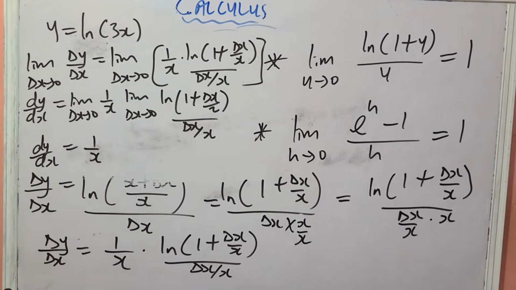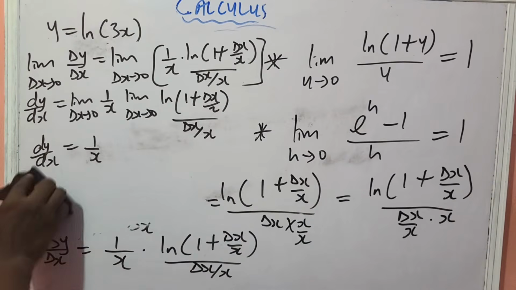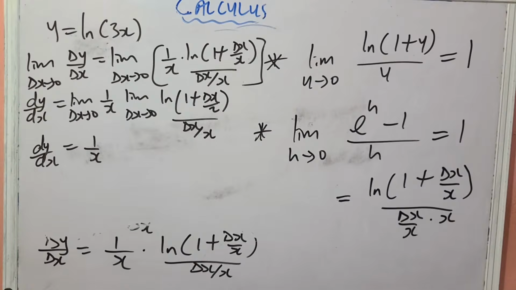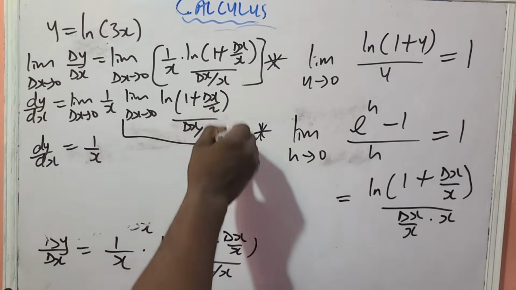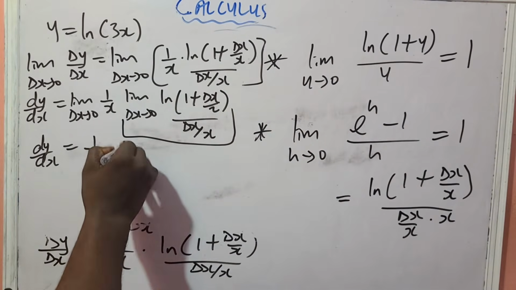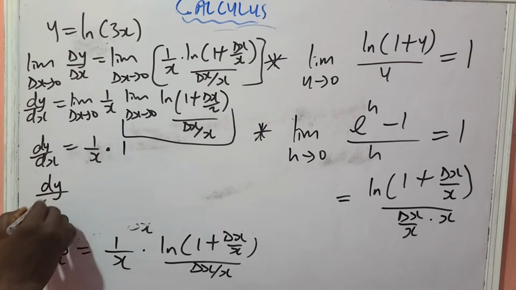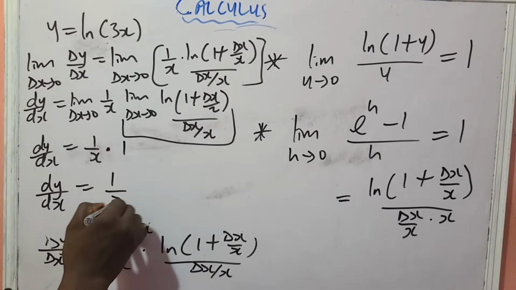But people will be asking, what am I doing? Like, what did I do? How did I get there? That's why I needed to re-express it so that nobody is asking those questions. So, all right, look at what we are having now. In this case, you can see that this whole thing will turn to 1. And that means invariably that dy over dx will be equal to 1 over x.